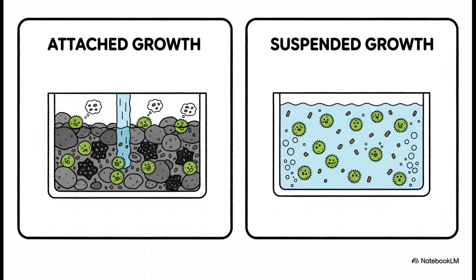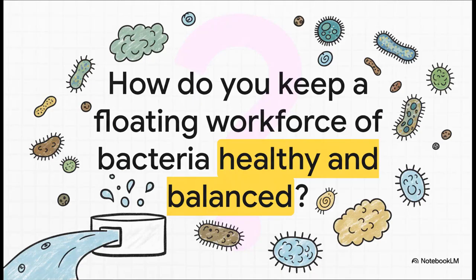But in suspended growth systems, like the super common activated sludge process, we keep the bacteria freely floating and mixed within the wastewater in a giant aeration tank. This brings us to the core engineering puzzle of the whole process. I mean, if your workforce is just floating around in a giant tank, how do you make sure you have enough of them? How do you keep them healthy? And how do you stop them from just flowing right out of the tank? How do you maintain that stable population?